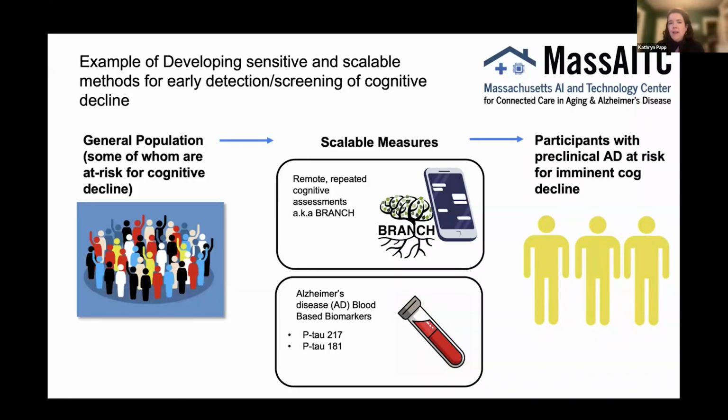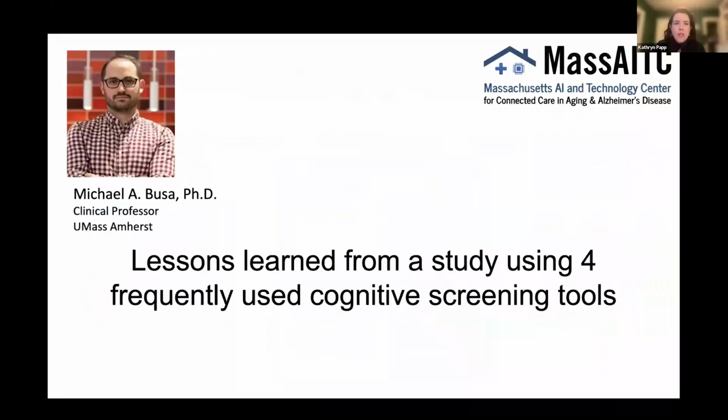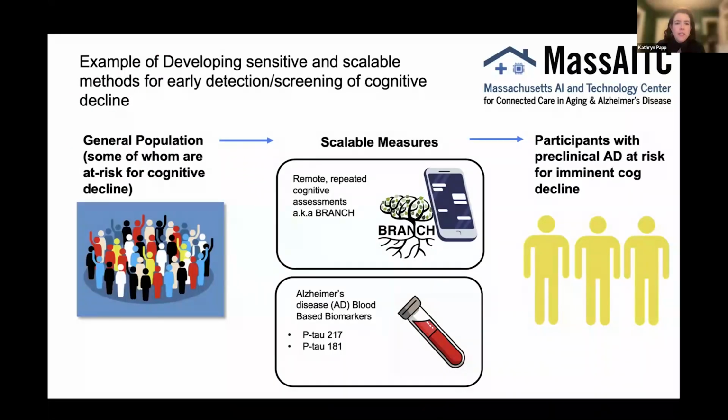But for our studies where we're exploring these different types of measures, I think we still have to take the approach of using some of the more standard paper and pencil type measures to initially classify and identify appropriate research participants. So with that, I will stop sharing my screen and allow us to move on to our next speaker.